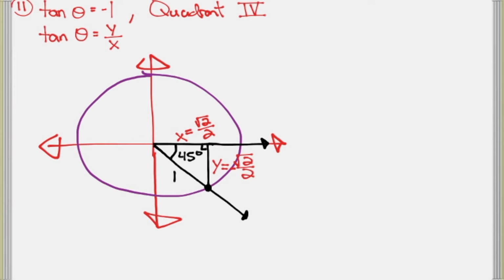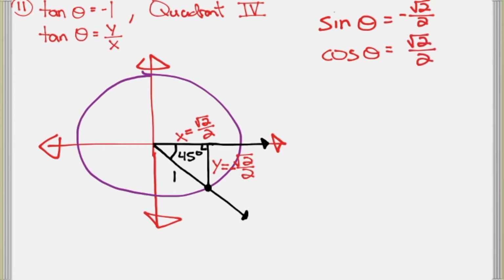So there's our first 2, because in order to find the other 2, we need to find sine of theta, which we said was the y value. So it's actually negative radical 2 over 2. Then we need to find cosine of theta, which is positive radical 2 over 2. So now what we have is tangent, which it gives us. Then we have sine and we have cosine.